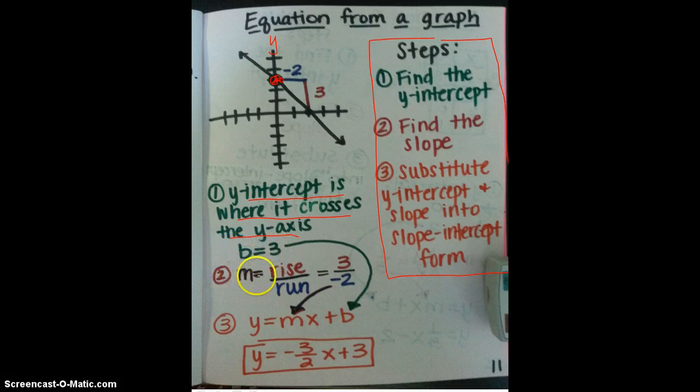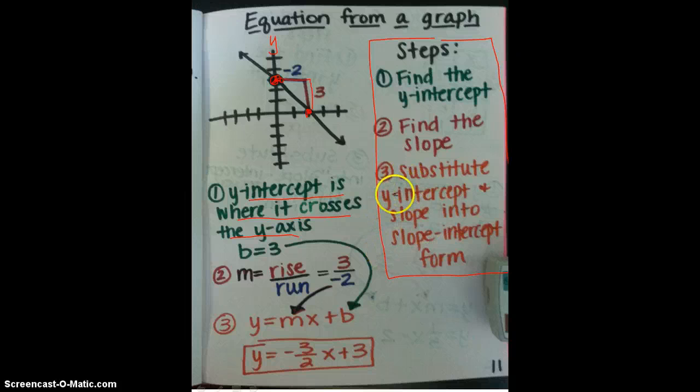Then step 2 tells us to find the slope. Remember, the slope is the rise divided by the run. So you take 2 points and you do rise over run. We went up 3, so my rise is 3, and we went over -2 because we went left. So my rise divided by run is 3 divided by -2.